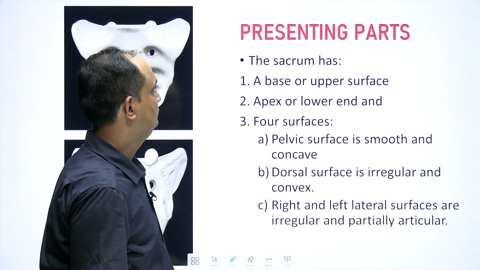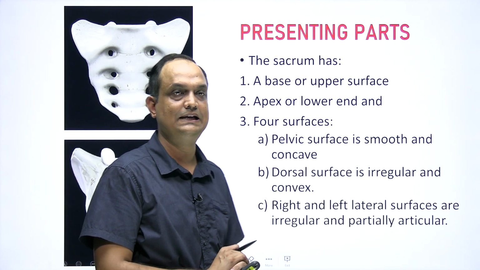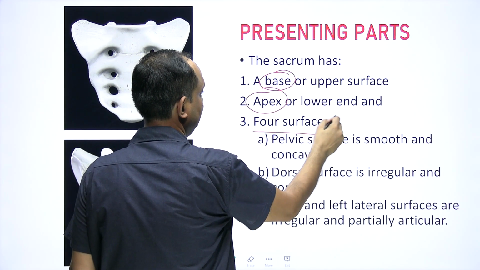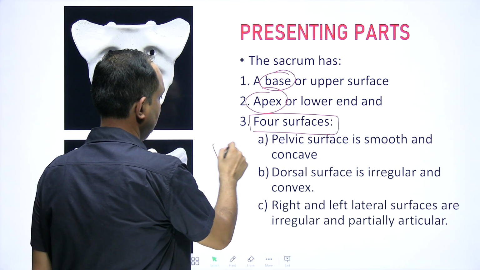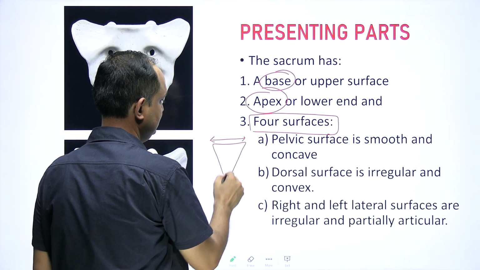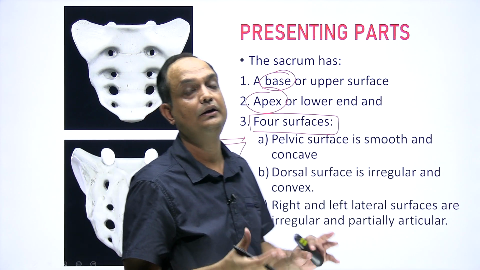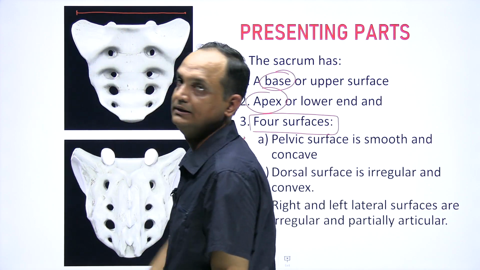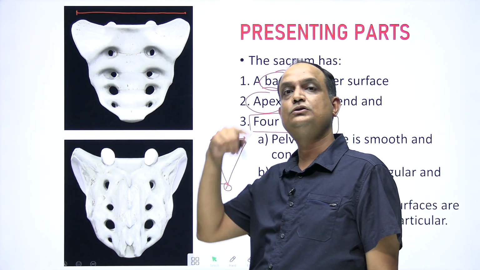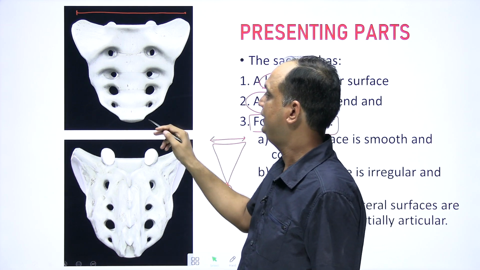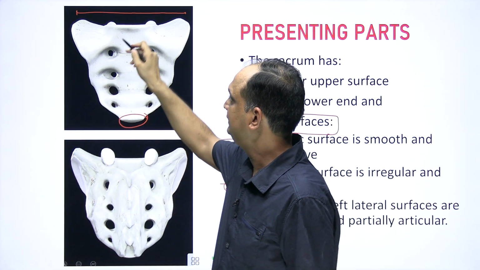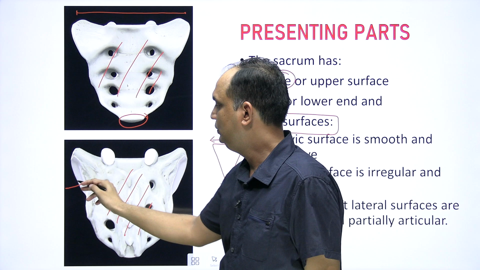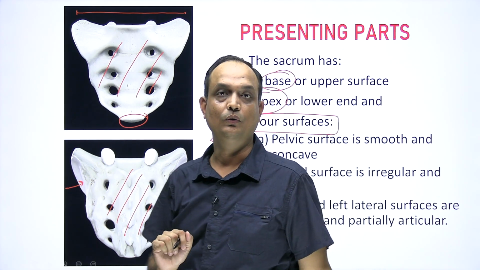Clear? Now when you see the parts of the sacrum, the sacrum has a base, an apex, and 4 surfaces. Whenever you talk about a triangle, the triangle has a base and an apex. So it is an inverted triangle. You can see that this is the base, which in the upper part makes a joint with the vertebra L5. This is the apex, and these are the anterior surface, the dorsal surface and 2 lateral sides of this bone.